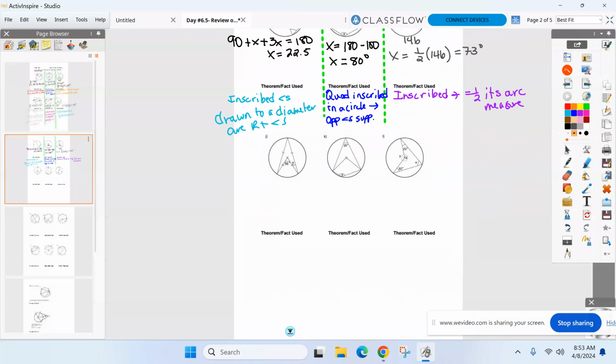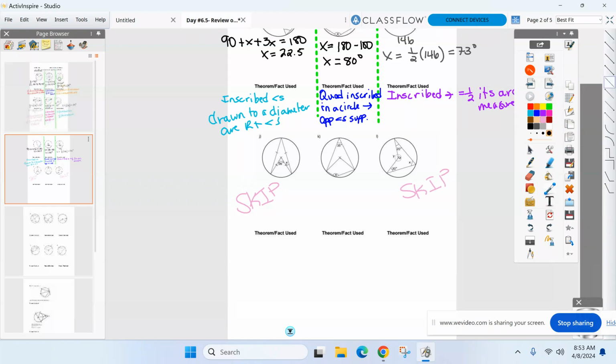Hey, finally some good news today. I know you were having a lot of fun. I have not taught you enough in this circle unit yet to do letter J, so we're going to skip this one and skip L because I have not taught you enough on how to find all the variables. I'm sure you could find a couple, but not all of them. But you can do K. So why don't we go to K now? You're welcome there. Not enough info for J or L, but we certainly can find K.